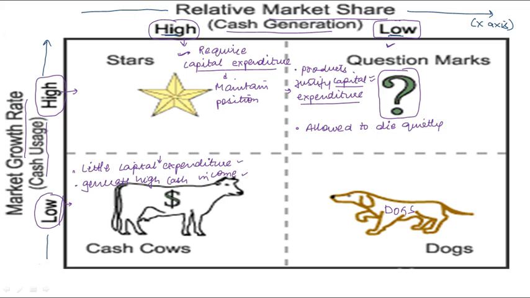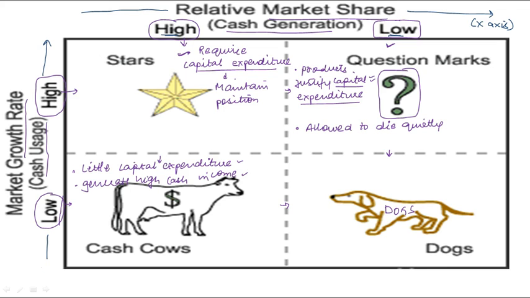Now, if we talk about dogs, one of the most critical situations over here, the market growth rate or the cash generation is low and the market share is also low. दोनों की दोनों ही low है. जैसे कोई बंदा आपको काम में नहीं आता, if nobody basically helps you in a particular situation, आप उसको क्या कहते हो? कुत्ता है ना? कुत्ता कहते हो, right?